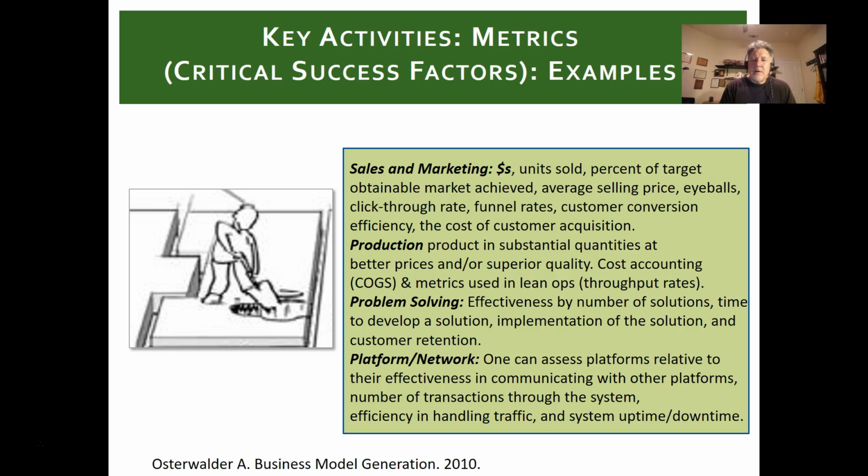Okay, so what are some of what we call KPIs you'll hear, or CSFs, critical success factors. So sales and marketing: dollars, quota, units sold, and then the ASP. You can have click-through rates, funnel rates, customer conversion efficiency, and cost of customer acquisition. From production, it may be your cost of goods. For problem solving, it's the number of solutions you're able to do over a certain time period. And implementation: were your recommendations actually implemented, and did you retain the customer?